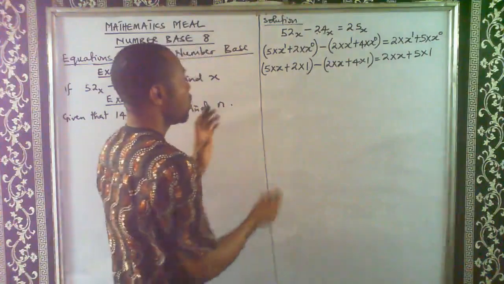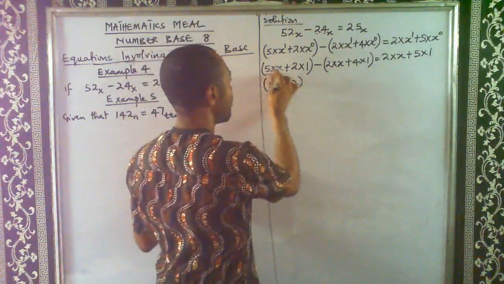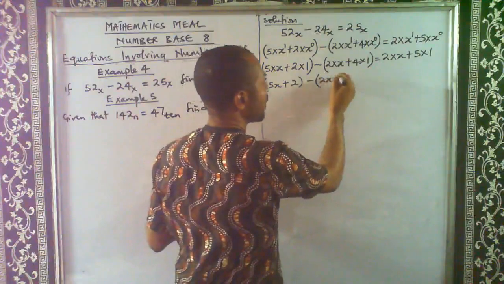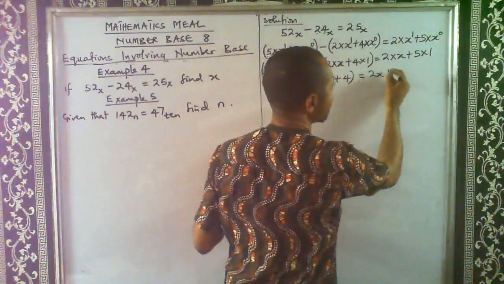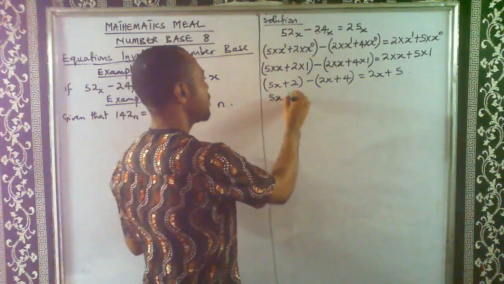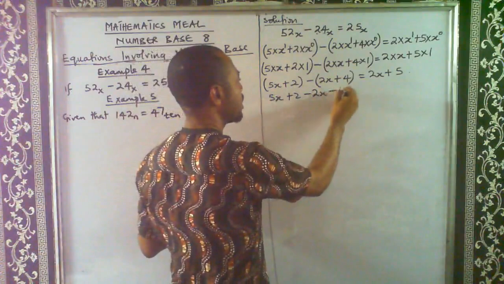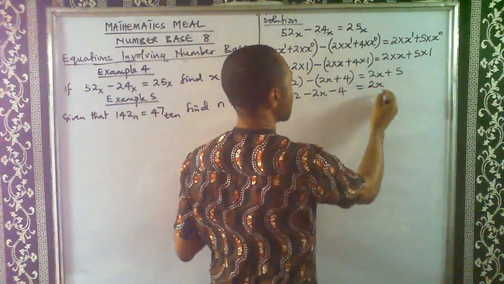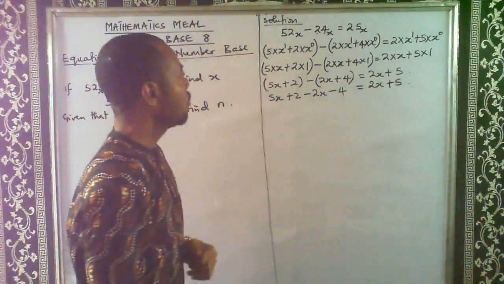So we look at this. We have 5x plus 2, 5 times this is 5x, 2 times this is 2, minus 2x plus 4 is equal to 2x plus 5. Okay? We can now write 5x plus 2, then we open this bracket. We have minus 2x minus 4 is equal to 2x plus 5. Okay? We move further.